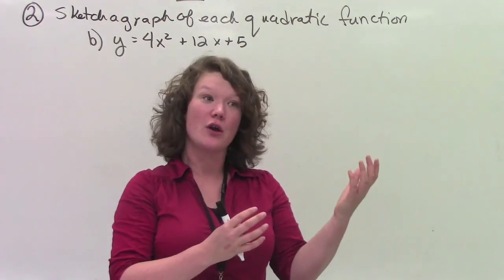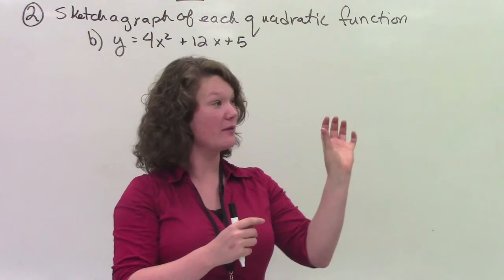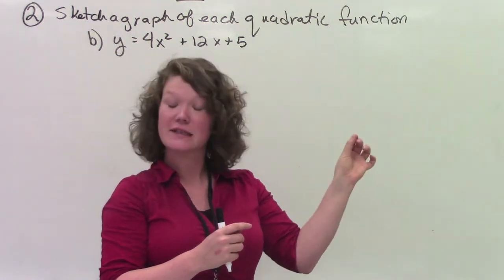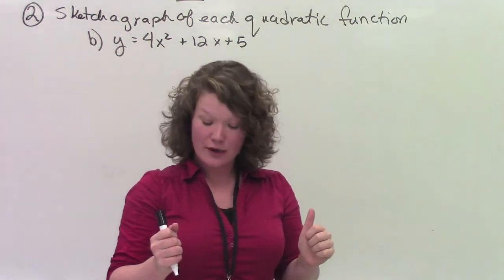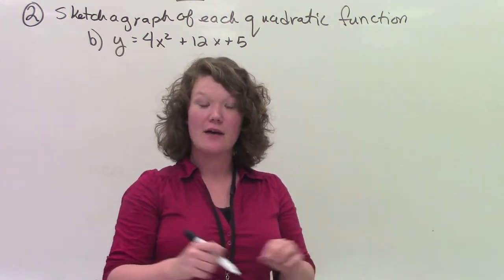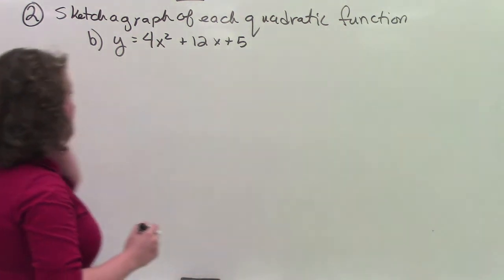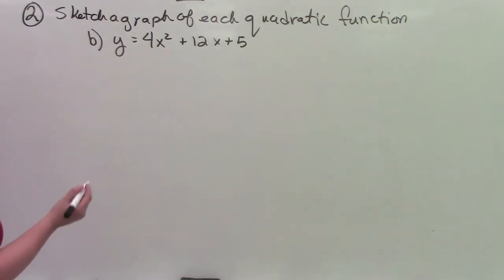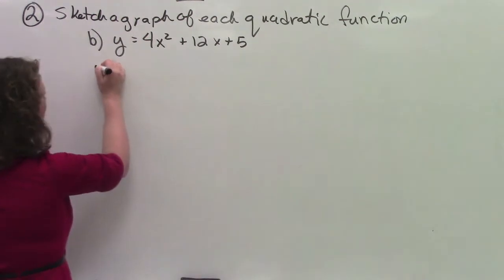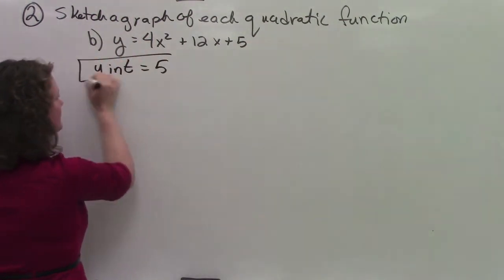Are we going to go the standard form route where we can pick out right away where the vertex is, or are we going to try to factor the equation and find out the roots from there? Okay, instead of finding the vertex. So, first things first, we know that the y-intercept is 5, okay?